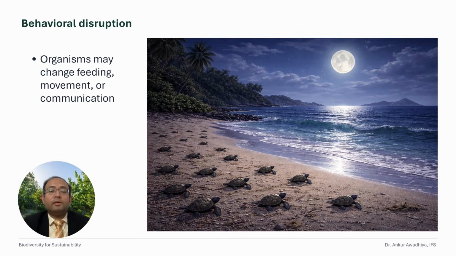Behavioral disruption is another important pathway through which pollution reduces ecological function. When organisms change feeding, movement, mating, or predator avoidance under pollution stress, the consequences extend far beyond the individual. Food webs depend on behavior. Pollination, seed dispersal, and predation all require animals behaving normally. If behavior is disrupted, ecological interactions weaken, even before mortality becomes visible.